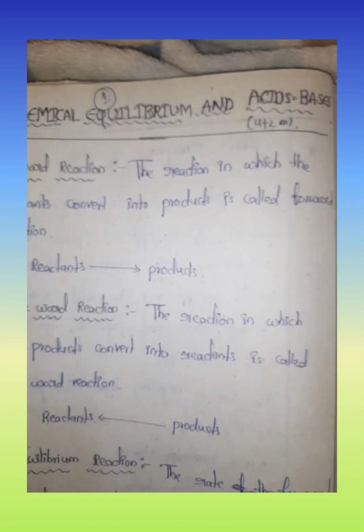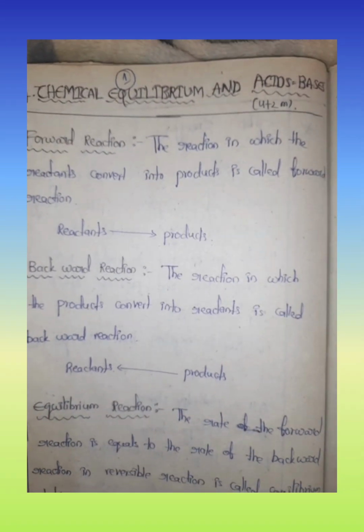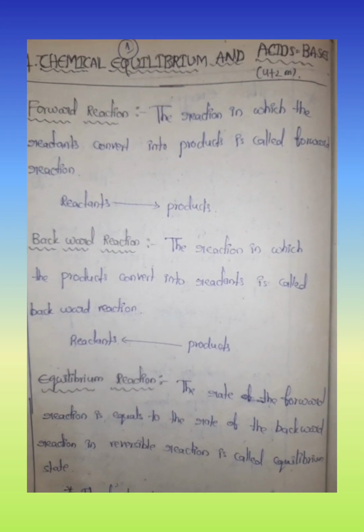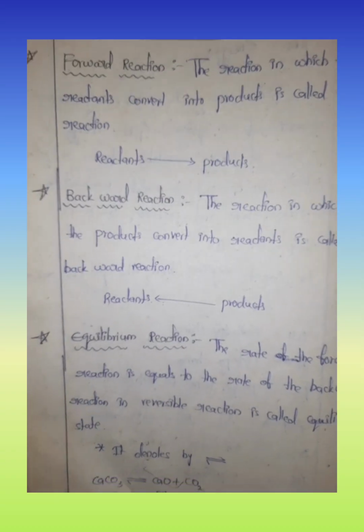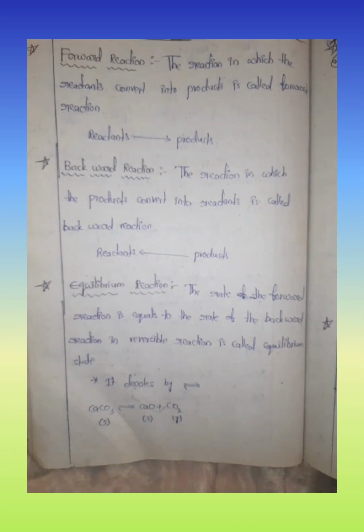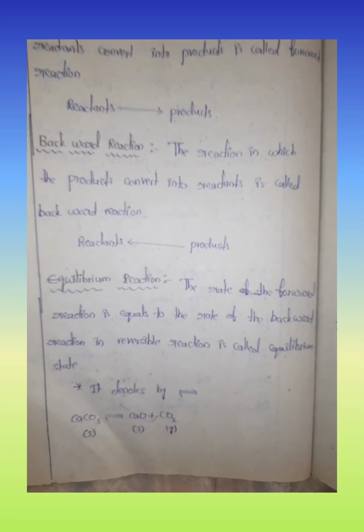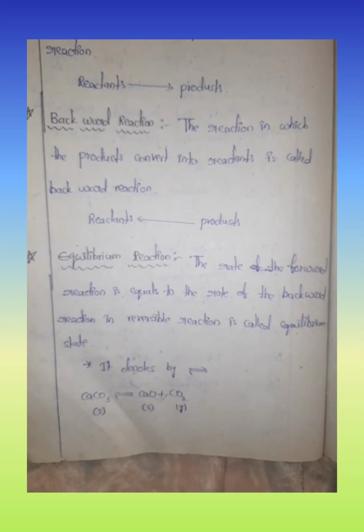Chemical equilibrium and acids and bases. Forward reaction: the reaction in which the reactants convert into products is called the forward reaction. Backward reaction: the reaction in which the products convert into reactants is called the backward reaction.